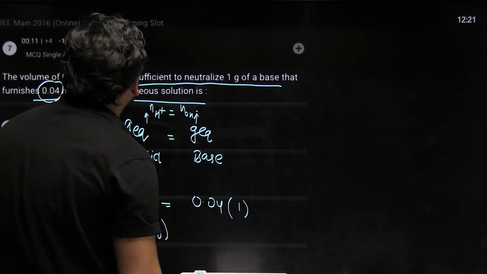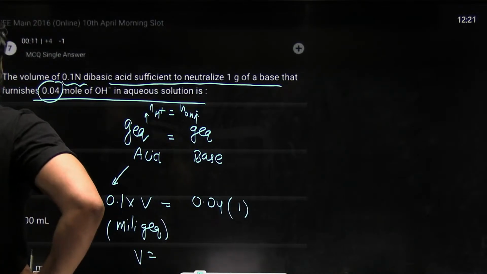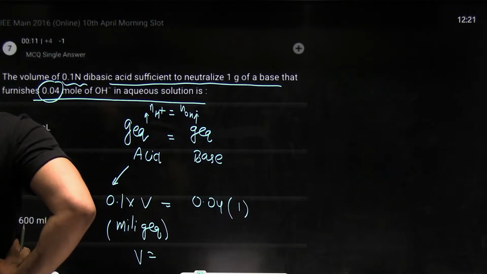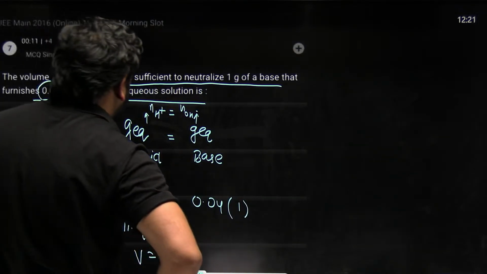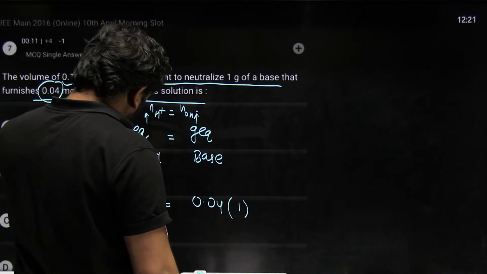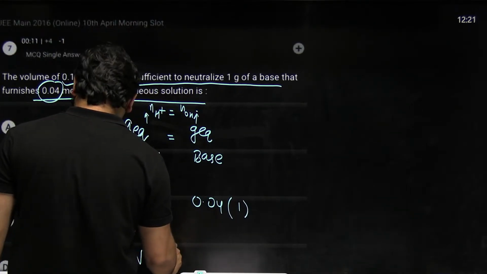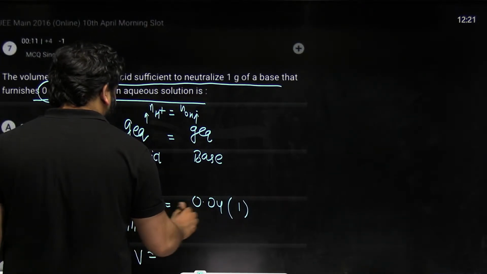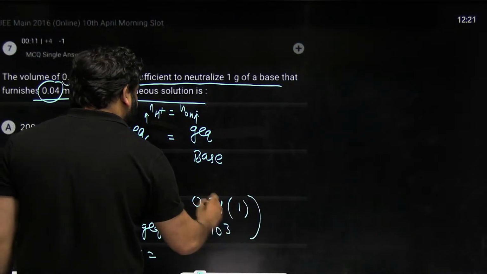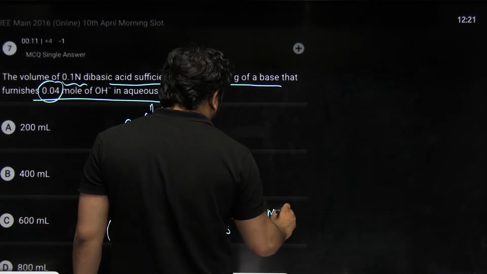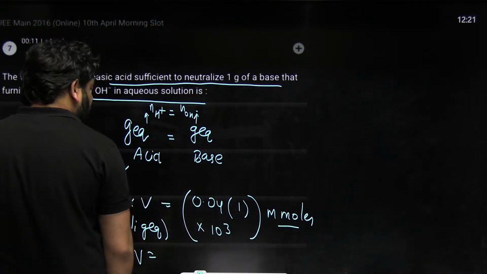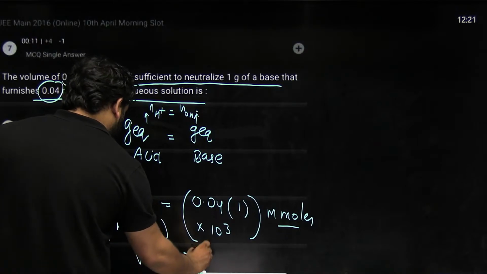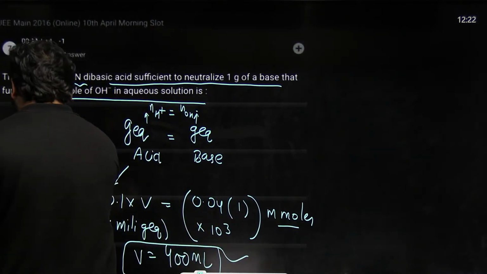Something is missing. The volume is sufficient for 1 gram of the base that furnishes 0.04 moles of OH minus, and the volume will be 400 ml, I guess. Okay. We did something wrong here: if it is milligram equivalent, we have to multiply by 10 to the power 3 here, then it will become millimoles. Then these two are equal. How much will the volume be? The volume will be 400 ml. B is the correct answer.